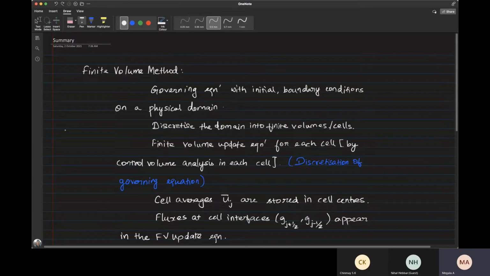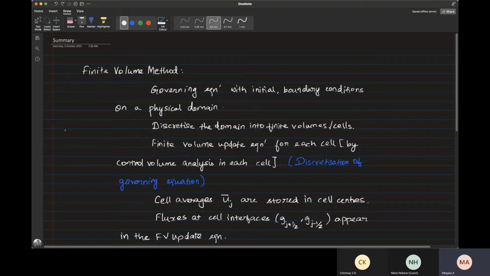Let me first summarize the old contents. Suppose you're given a problem to solve. There will be certain ingredients in a given problem. Those are first the governing equation, then initial and boundary conditions, and the physical domain on which you are going to solve the problem. These will be given in any physical problem that you are about to solve.